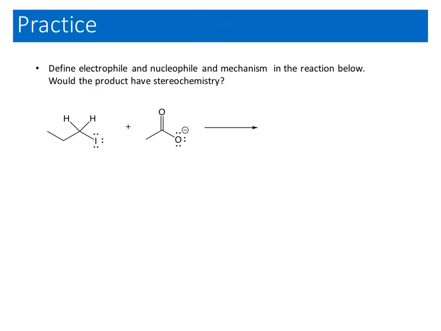In this practice problem, we need to define an electrophile, a nucleophile, and the mechanism. And we need to decide whether the product would have a stereochemistry or not. So let me label these two structures. In structure A, we can see an alkyl halide. Our leaving group is iodine here, which also makes this carbon an electrophilic carbon. So compound A can act as an electrophile. And in compound B, we have oxygen, which is negatively charged, so it can act as a nucleophile.